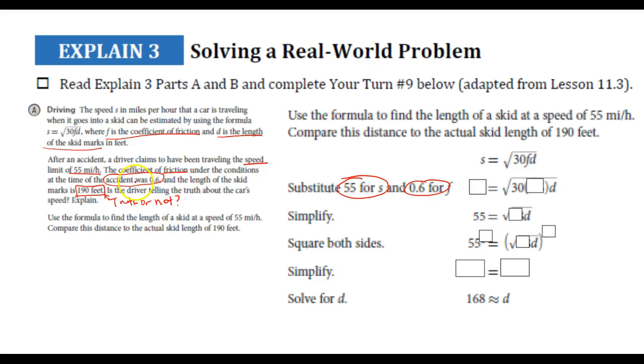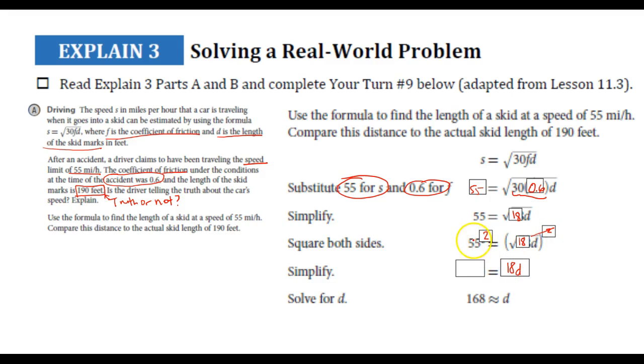Okay? So just like it says here, we're going to substitute 55 in for S and 0.6 for the friction. We'll go ahead and calculate that out. 30 times 0.6. Go ahead and work that out right now. So if you work that out, that would be 18. Now what we're going to do is square both sides. So we're going to raise both sides to the power of 2. What that's going to do is get rid of our radical. So we're left with 18d.